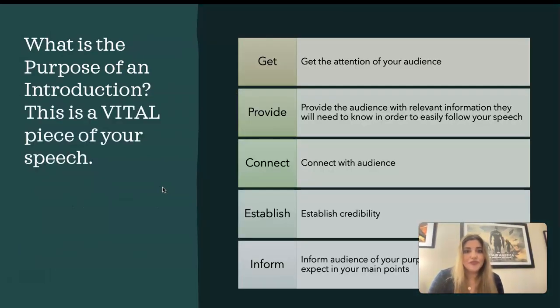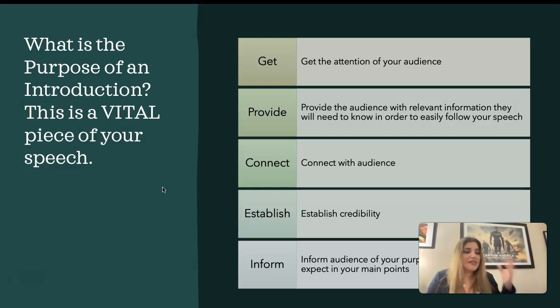All right. So the purpose of an introduction is first to get people's attention. This is really important with a speech. I say it's more important with a speech than an essay. Why is that? Didn't mean to leave you on the edge of your seat there. So why is that? Because with an essay, you can go back and read.